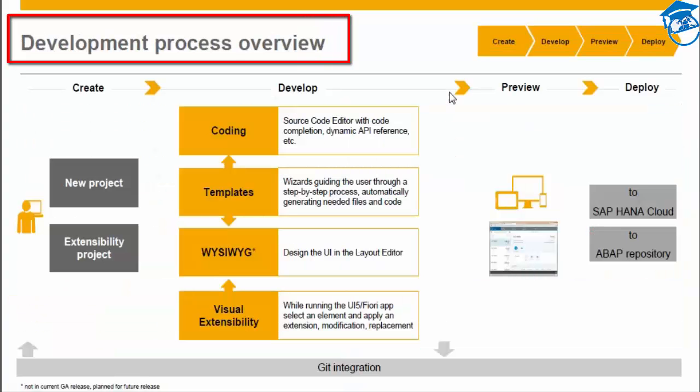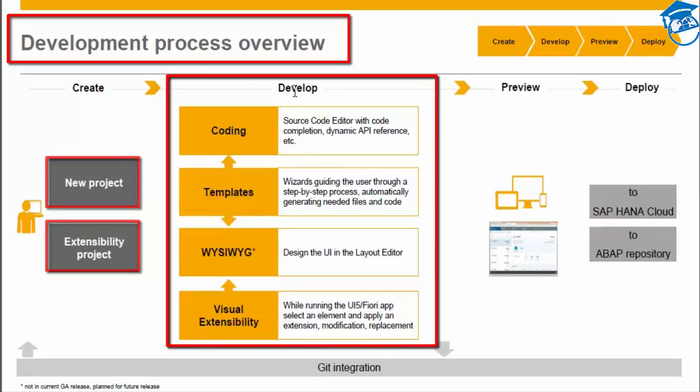This is the development process overview. First, in Web IDE, we create a project. That can be a new project or an extensibility project or anything. The next step is coding. The source code editor will come up for you, and you can pick the templates, and whatever you see, that you'll get.